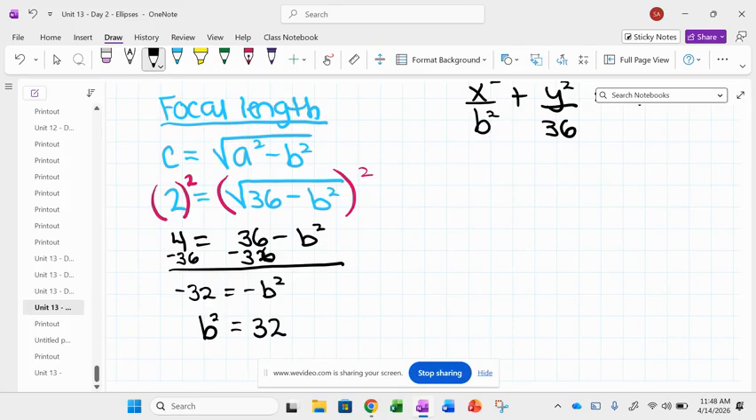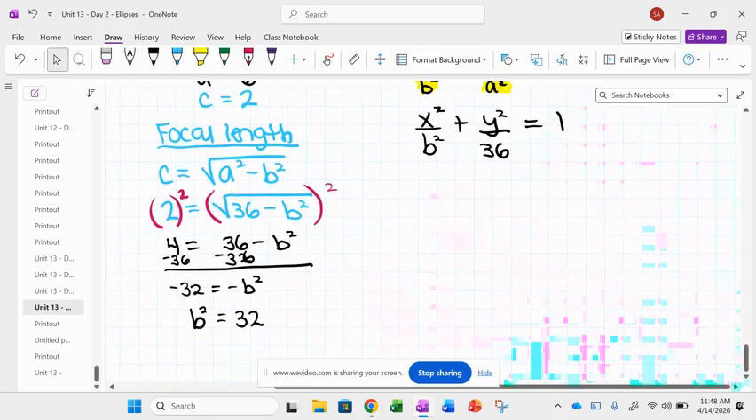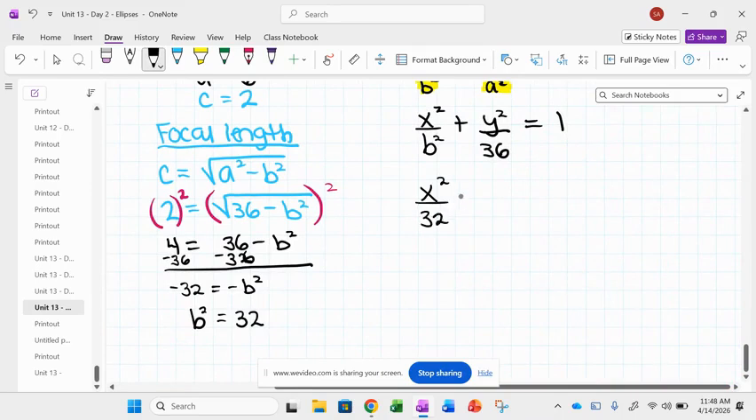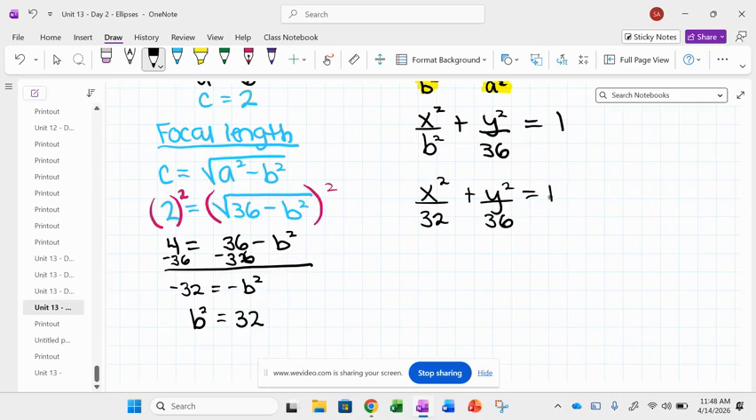Do I need to square root both sides? Good. Why do I not need to square root both sides? Good. We want b squared. We don't want b. So it's the b squared that's in the equation. So this is going to be x squared over 32 plus y squared over 36 is equal to 1. And so when it says write the equation of the ellipse represented in the diagram, this is the equation of the ellipse represented in the diagram.